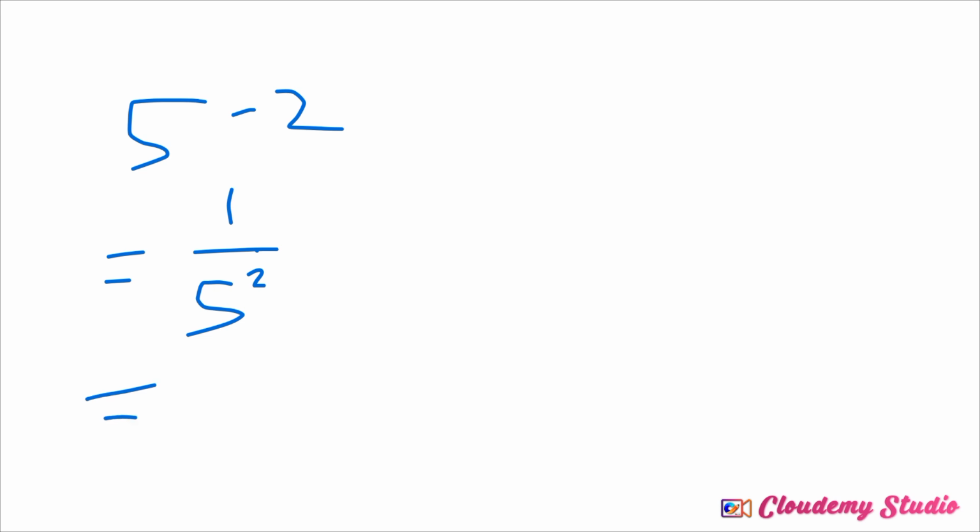Let's try a negative exponent problem. We're gonna take 5 to the exponent negative 2. We're gonna say 1 over 5. We need to take the reciprocal of that number. So 1 over 5 to the power of 2, which will ultimately equal 1 over 25.